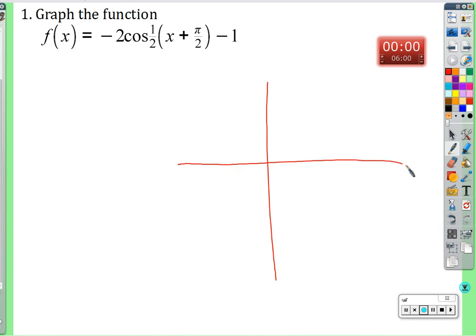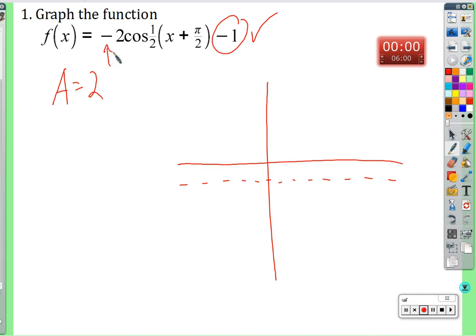So you could go right to the graph and say what kind of change has it gone through? What can we account for right away? Down one. Amplitude? Negative 2. Amplitude is always positive. Well, it's positive, so 2, but it flips over. So it flips over, okay.